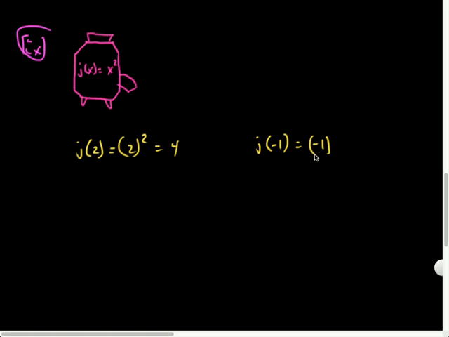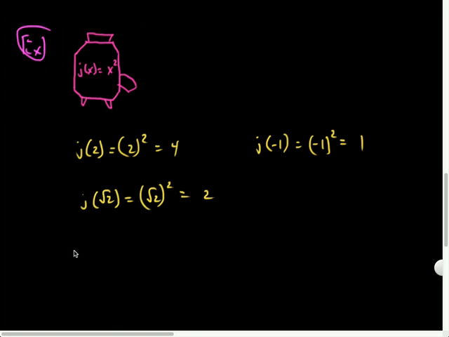So -1 all squared, you guys are all masters at that. What would I get? +1. Okay, so plugging in a negative didn't seem to break it. Plugging in a square root? Yeah, let's plug in the square root of 2. Square root of 2 squared? Yeah, that would just equal 2. So it appears as though everything would work.